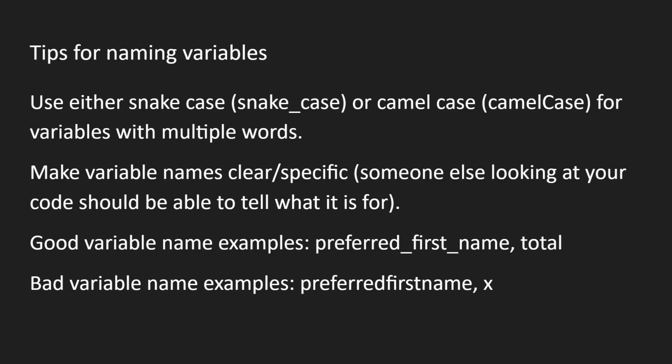Some examples of good variable names would be preferred_first_name separated by underscores, and total. These are specific and also easy to read. Bad variable name examples: preferredfirstname without underscores, which is difficult to read, and x, which is too vague.